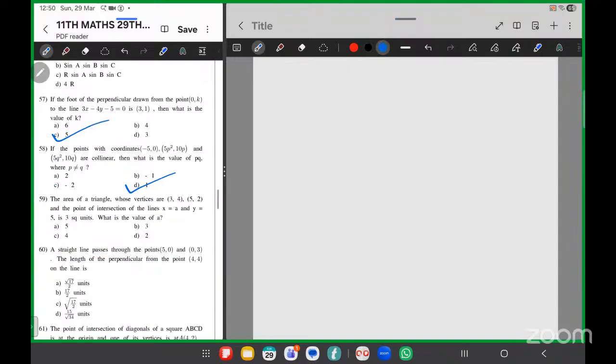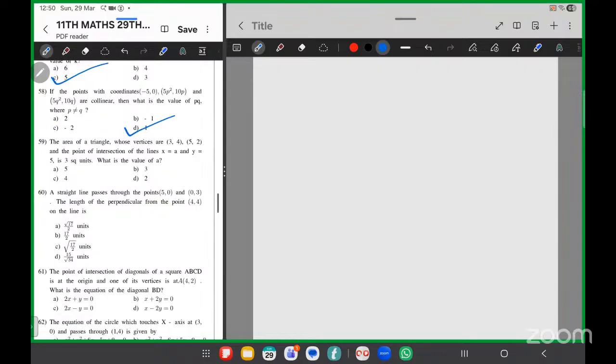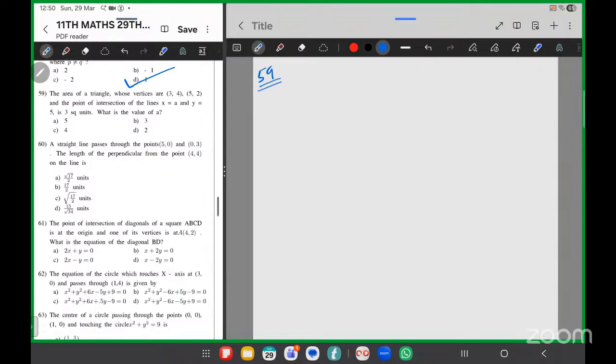Question number 59. The area of a triangle whose vertices are 3, 4, 5, 2 and the point of intersection of the lines x is equal to a and y equal to b is 3 square units. What is the value of a? So half into 3, 5, a, 4, 2, 5, 1, 1, 1 is equal to plus or minus 3.